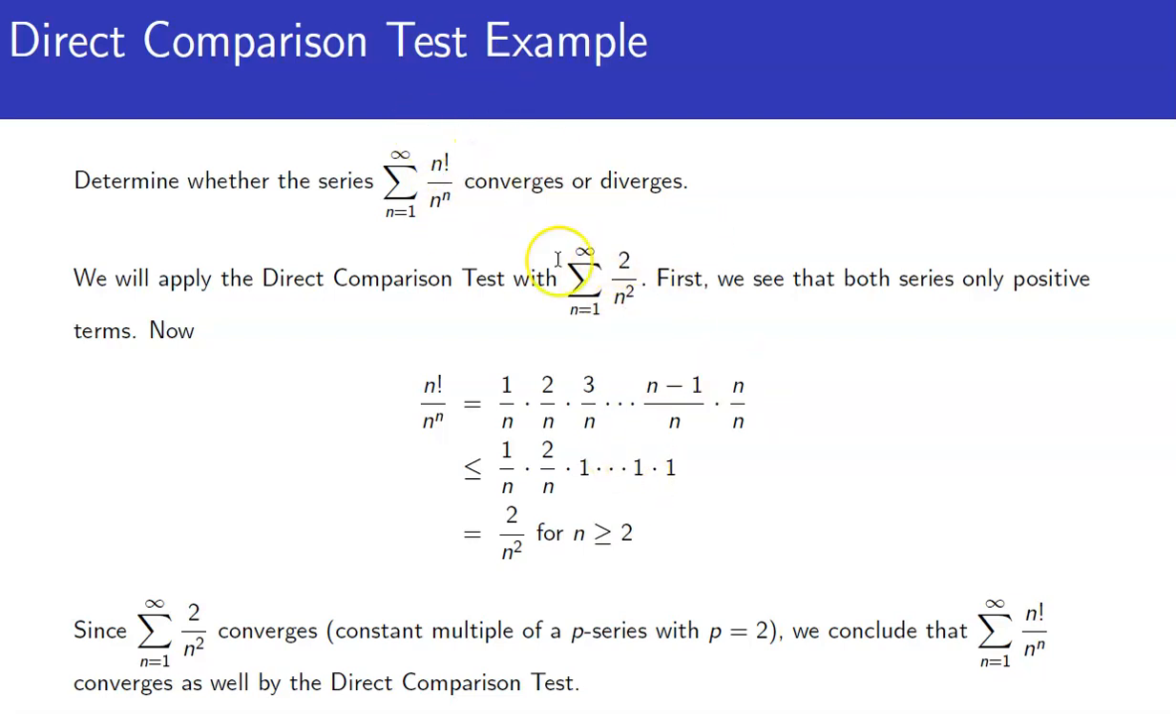Certainly these terms only have positive terms in them. Remember, that's a requirement of being able to use the direct comparison test or the limit comparison test, is that we have all positive terms for our series.